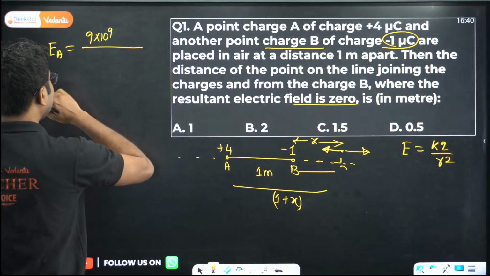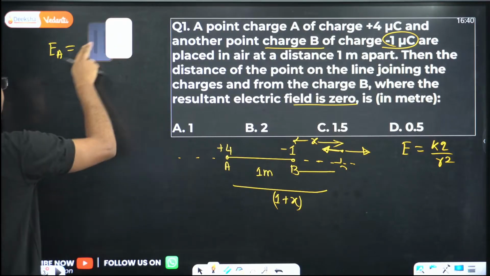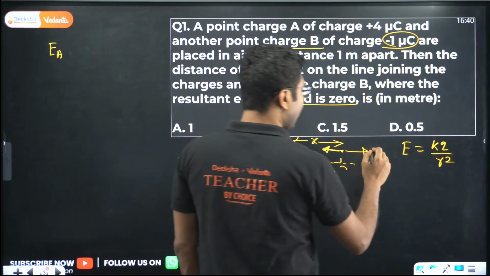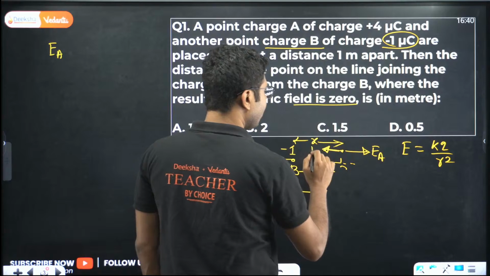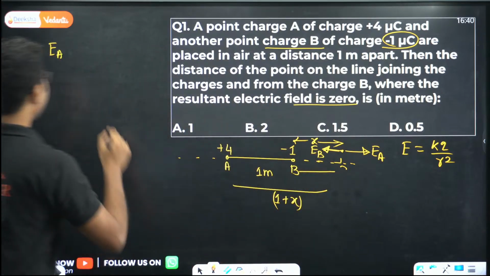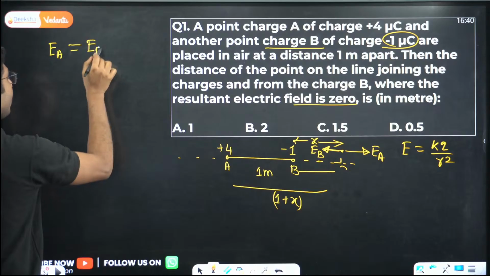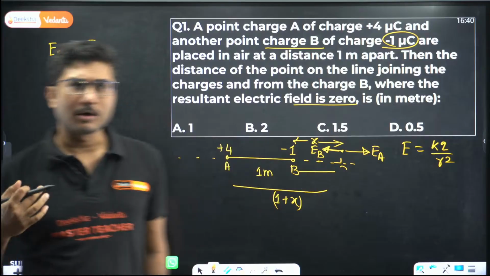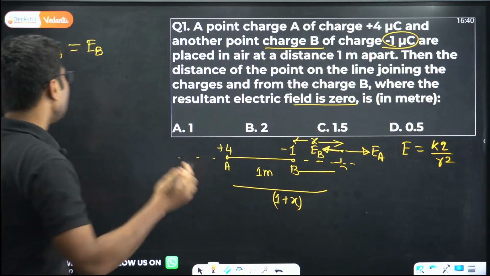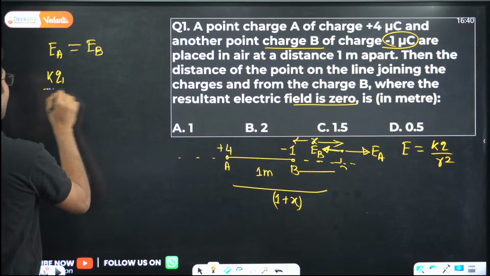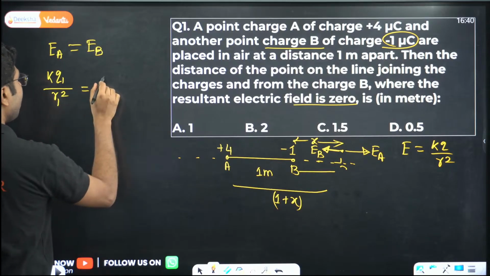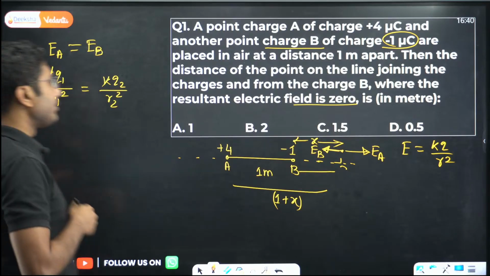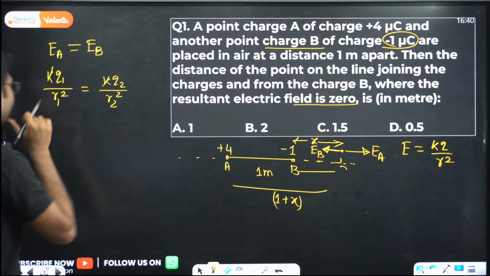So here EA is 9 into 10 to the... or rather, we will not write it, we will solve it in a simpler way. As we know, the electric field due to A is in this direction and the electric field due to B is in this direction, so the fields due to A and B must be equal and opposite. We will use that knowledge because 9 into 10 to the power of 9 is a common constant, so it will cancel. Here it will be kq1 by r1 square, and here kq2 by r2 square. So k cancels, and that is why we will not multiply; we will just solve it like this.